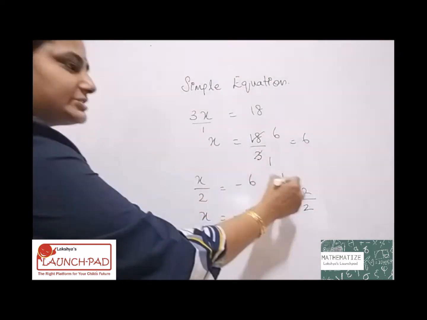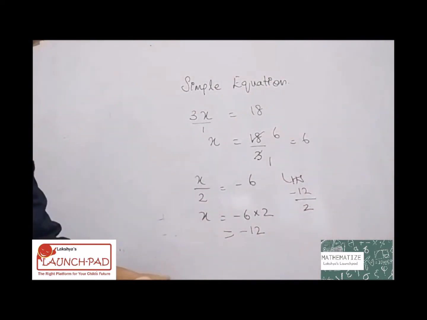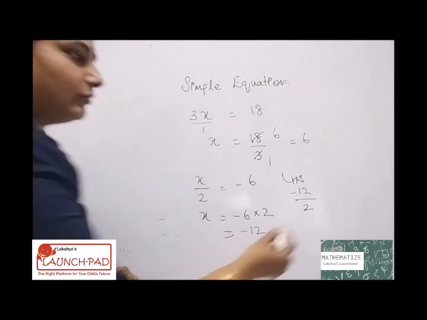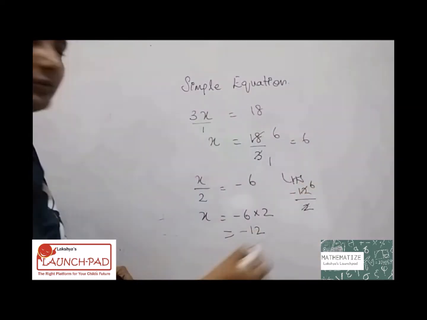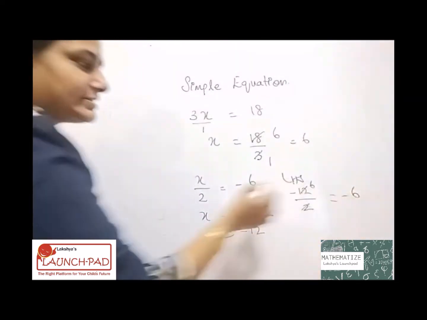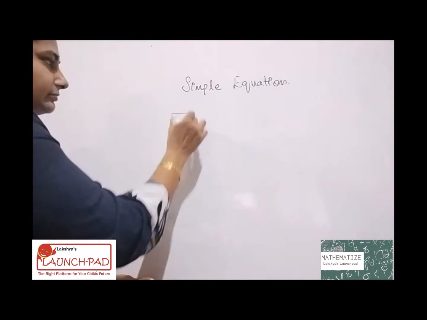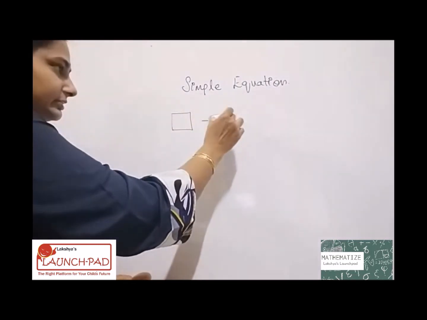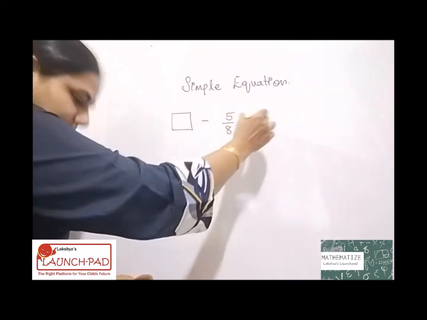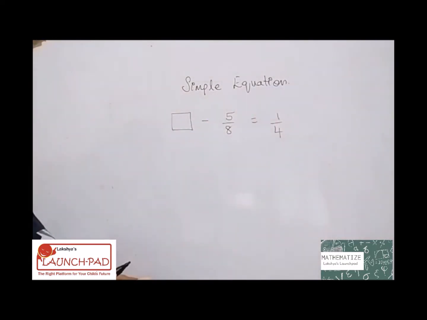It's the LHS. Now 2 sixes are 12, so minus 6. So my answer is correct? Yes, ma'am. Now the question is like box minus 5 by 8 is equal to 1 by 4.